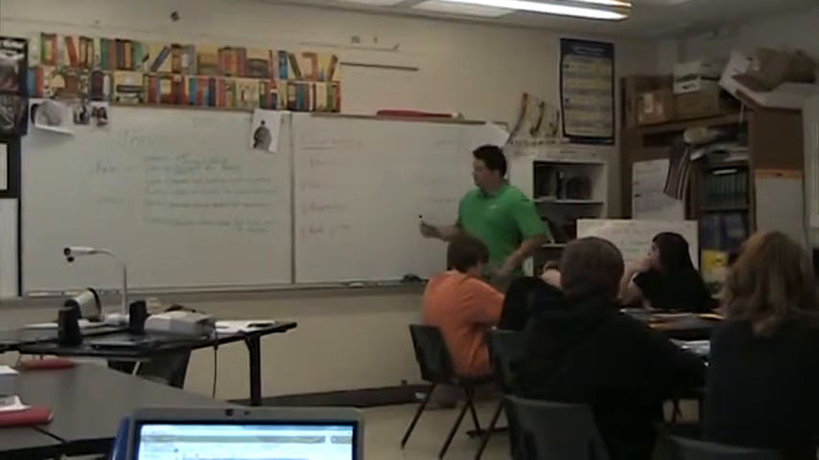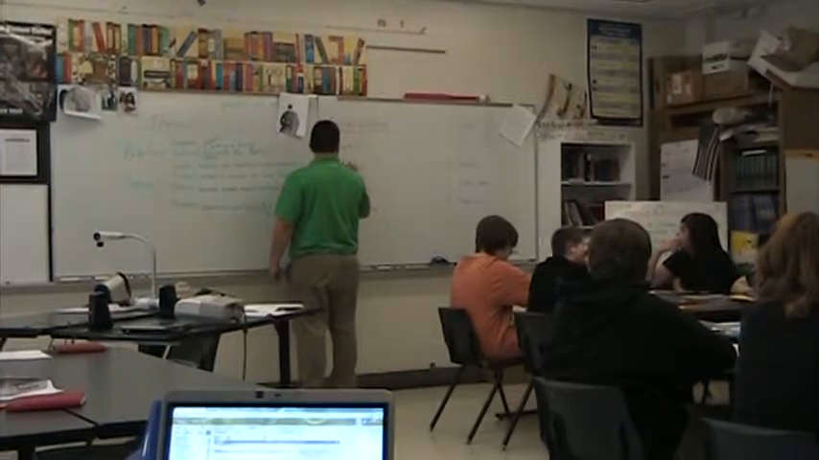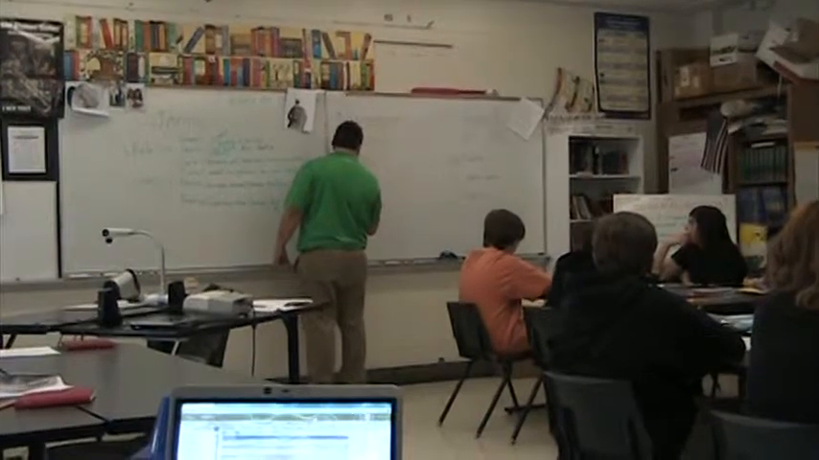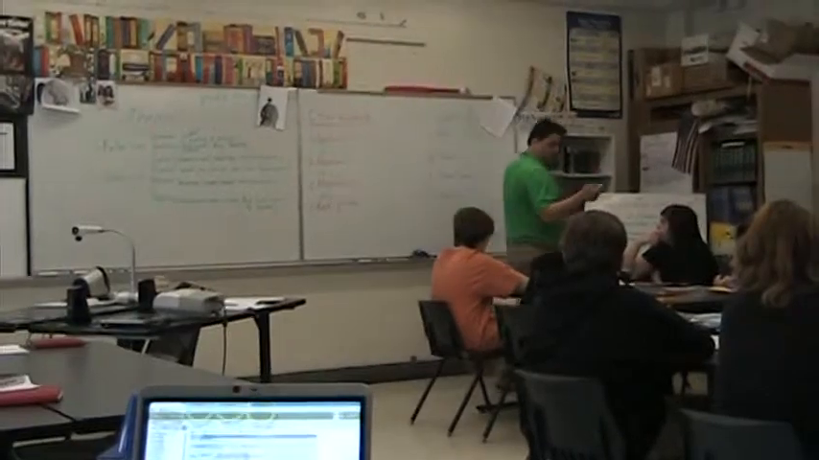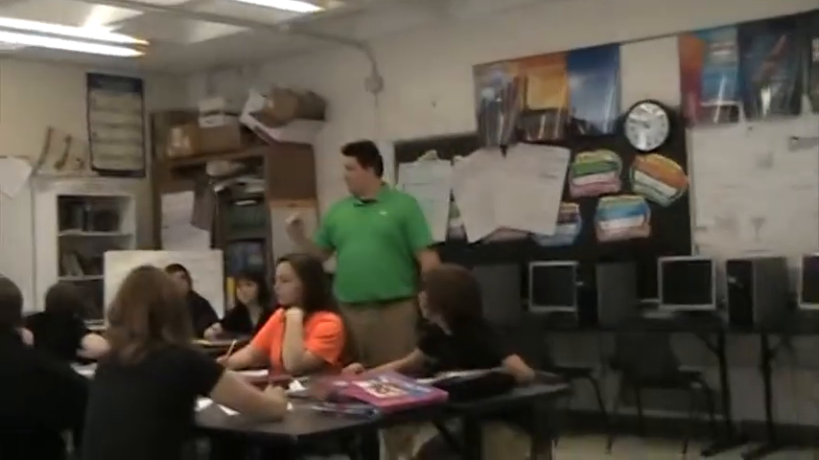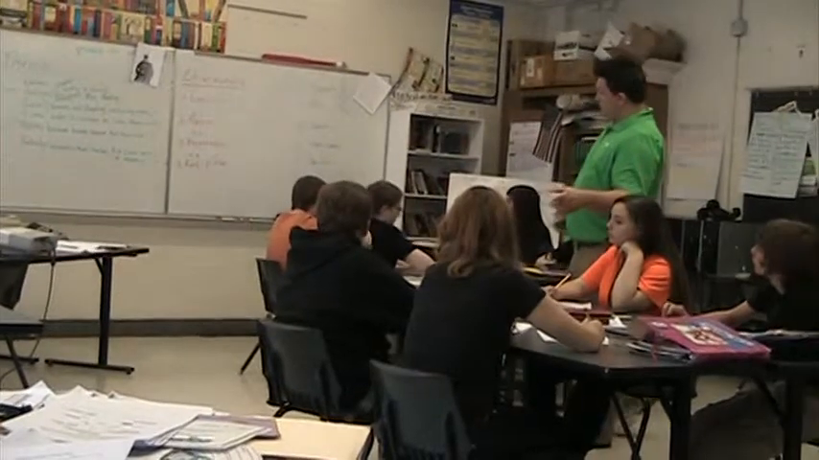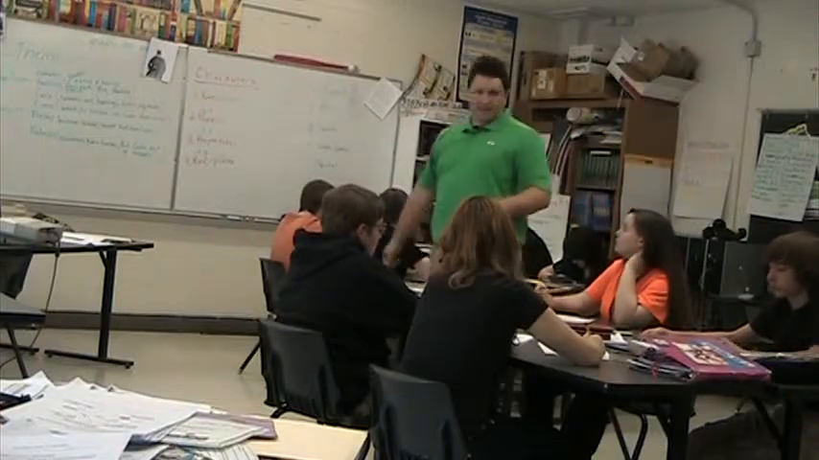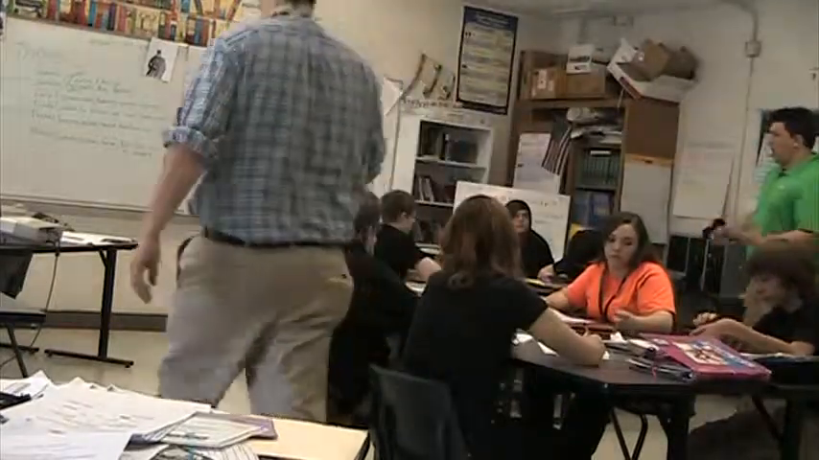All right, here's what I want you to do. Table one, you have Peeta. Table two, you have Haymitch. Table three, you have Rue. You can look at your books, page 200 for Rue. Table one, look at the front of the book and your packets, somewhere around there. Give me some strong characteristics of these people.